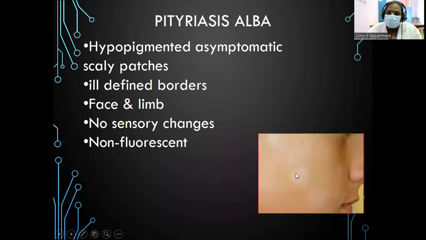The next closest differential diagnosis for hypopigmented pityriasis versicolor is pityriasis alba. It is usually common in children. It is a type of endogenous eczema characterized clinically by hypopigmented macules and patches, usually on the face and limbs, with ill-defined borders. In pityriasis versicolor, the borders are well-defined, as if marked by a pencil. Here, borders are ill-defined, with no sensory changes, and it is non-fluorescent under the microscope.